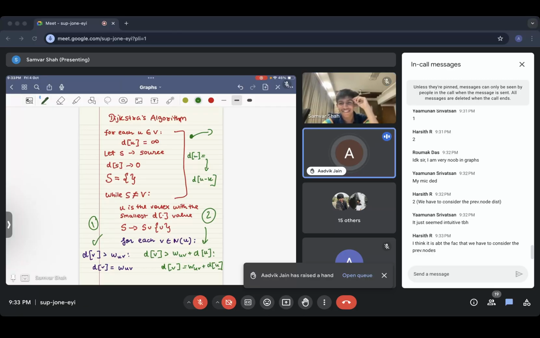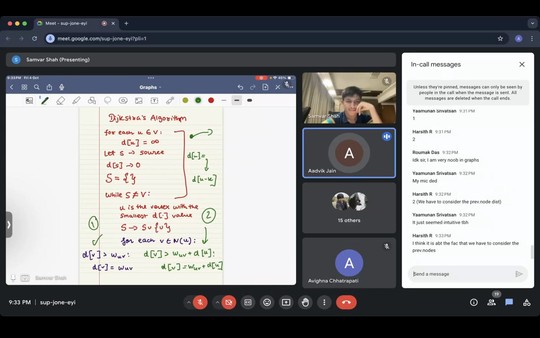So basically, the distance till U is the minimum distance through any path. Now, if I wanted to reach V, I would add the edge because the path originally decided for U. I'm just adding the edge WUV. That's why the original cost of the path plus the cost of WUV should be the cost I'm trying for DV. Okay, that made sense to me.